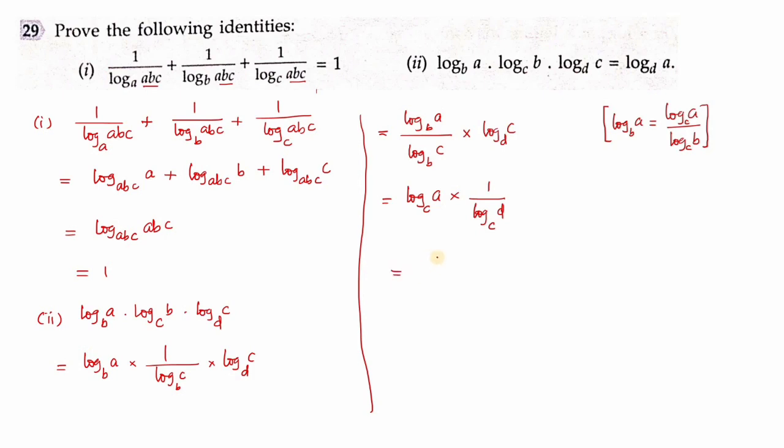Now again, can I write this as log A at the base C divided by log C at the base D? Yes. So again we will apply the same formula. You see, A is in the upper position, D is in the lower position, and the bases are the same. So that means it will be equal to log A at the base D. A is in the upper position, D is in the lower position, and that's what we need to prove. Okay, so this is the way we need to prove it. So you may pause the video and note down the solution.